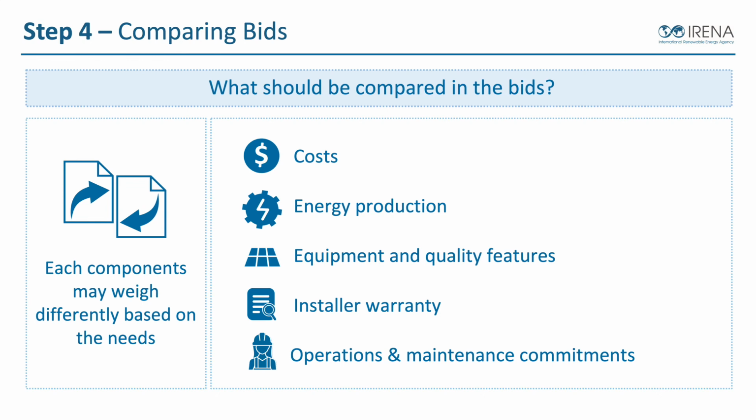Installer warranty I mentioned, so we need to make sure that not only does the equipment have its warranty, but the installer is going to warrant their design and their work for some period of time. And then we also want to compare operations and maintenance commitments. Some contractors will give you a system where the cost looks lower, but there's zero operations and maintenance after that. Some other ones will give you a price where maybe the price looks higher, but maybe they do 5 years or 10 years of operations and maintenance as part of that contract. So we need to make sure we know what we're buying exactly.